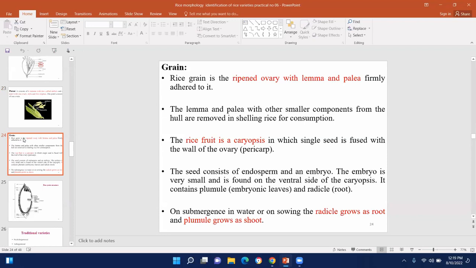What is the grain? What are the things available in the grain? That covering part, then the cusp part, and all the things they mention. How the grain develops from the milky stage to the maturity stage. You can read this one.